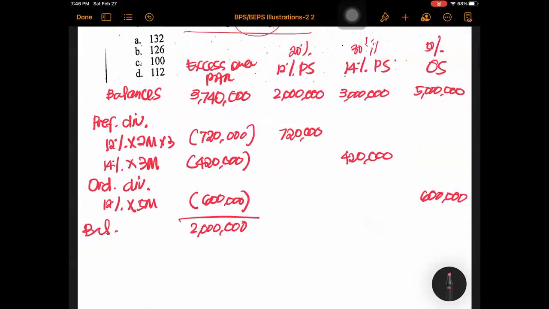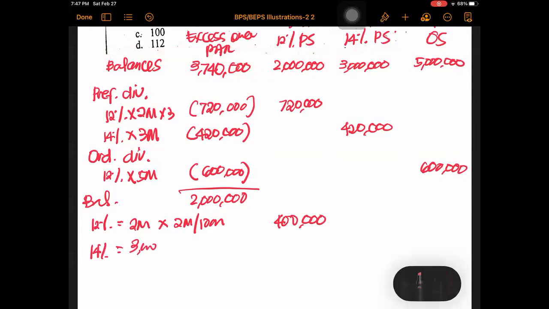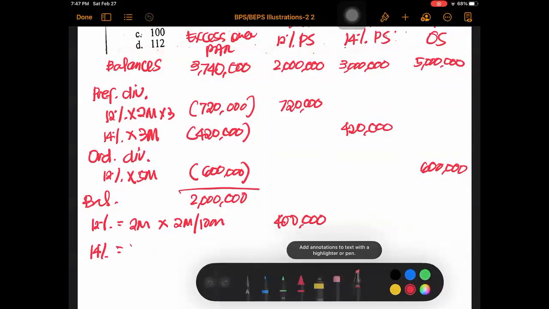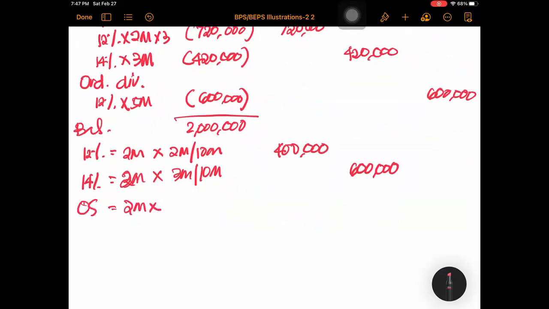For the 12%: 2 million times 2 million divided by 10 million is 400,000. For the 14%: 2 million times 3 million divided by 10 million, that's 2 times 0.30, which is 600,000. For the ordinary share: 2 million times 5 million divided by 10 million is 1 million.